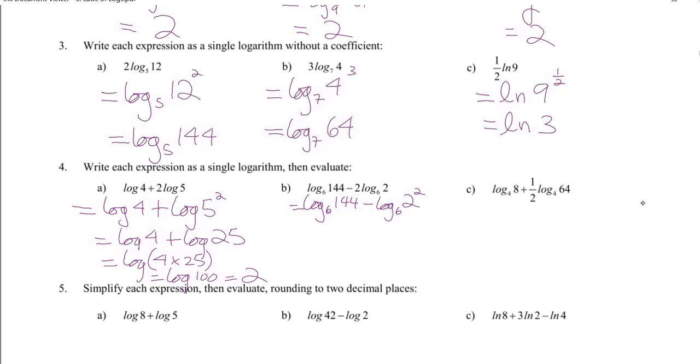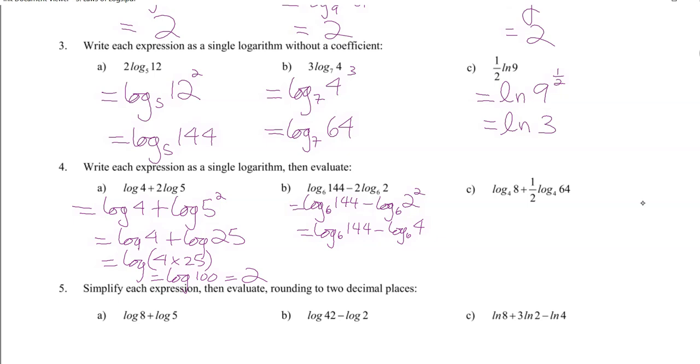So the 2 gets promoted, right? It moves from in front up into an exponent position on the value, whatever the value. And what's 2 squared? Minus log base 6 of 4. Okay, no coefficients now. What's the law of logs if I'm subtracting?